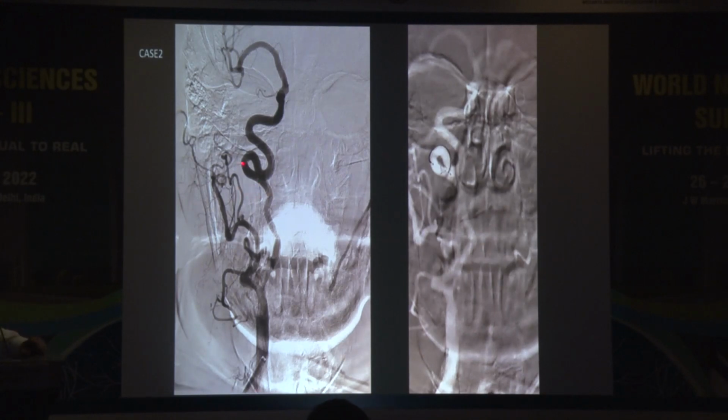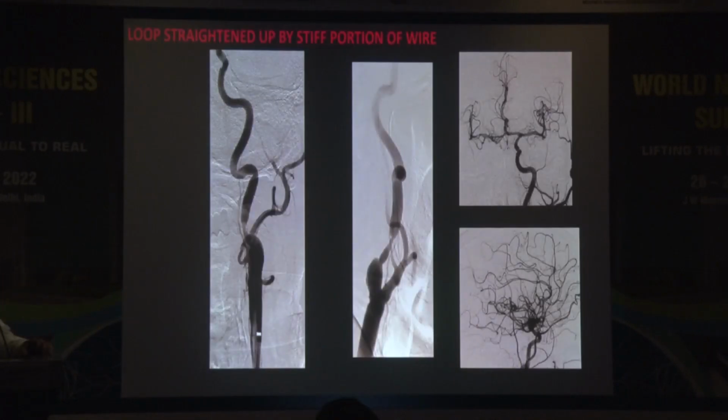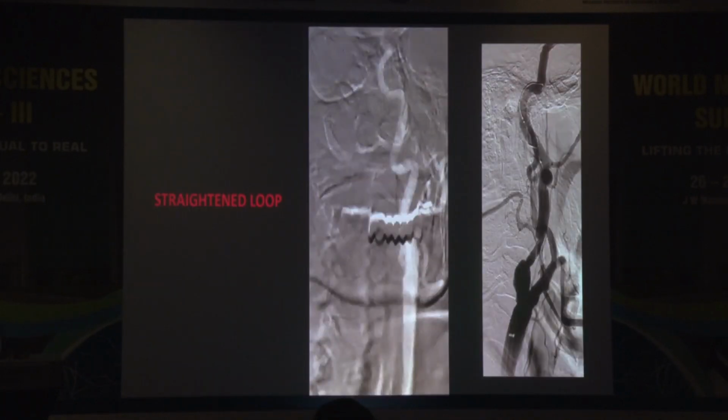Another case, a bad looking loop. These cases are not a contraindication for CAS anymore, because you can place the filter proximally as long as you have a good safe 3 to 5 centimeter margin distal to the stenosis. Sometimes these loops get straightened as you pass the wire. You can see the loop is here, but it has got straightened as we have passed the wire, and then it's easy to place the filter up.